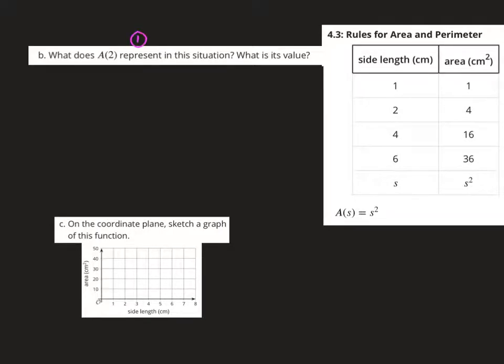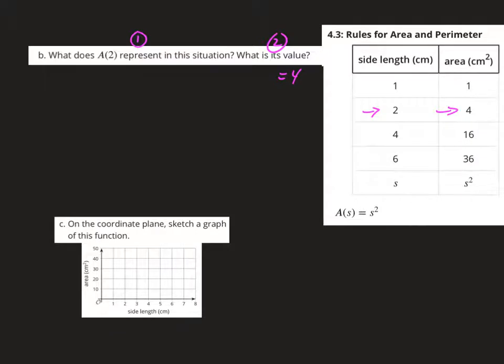So what does it represent is part 1. And what is its value is part 2. Well, the value of A of 2, right? There's 2, and A of 2 is 4. So what is its value? Its value is 4. What does it represent?